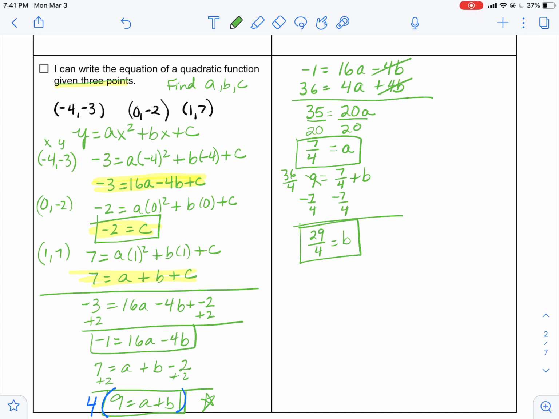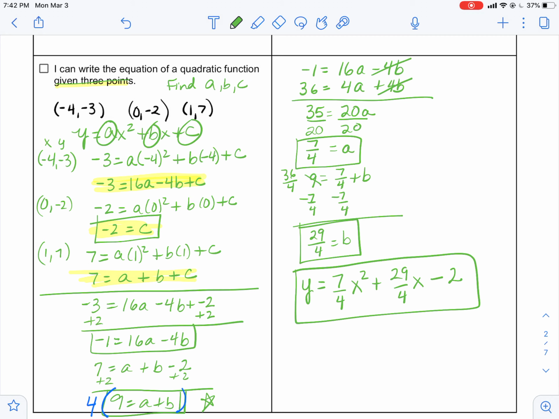Okay, now I'm going to write my equation. So I'm going to come back in here, and I'm just putting in my a, b, c. So y equals a x squared plus b x minus c. Okay?